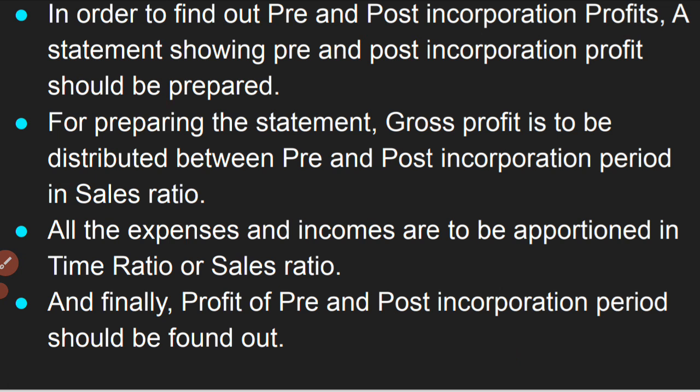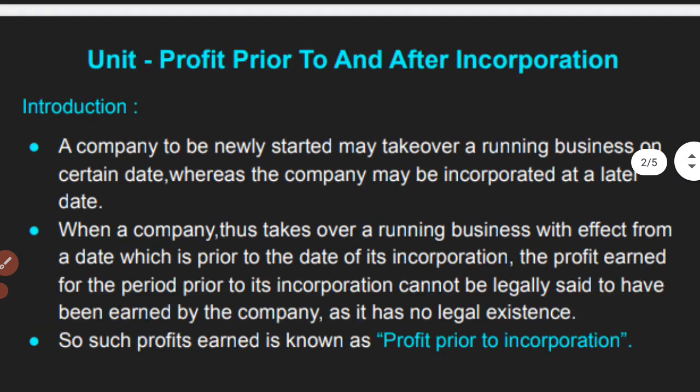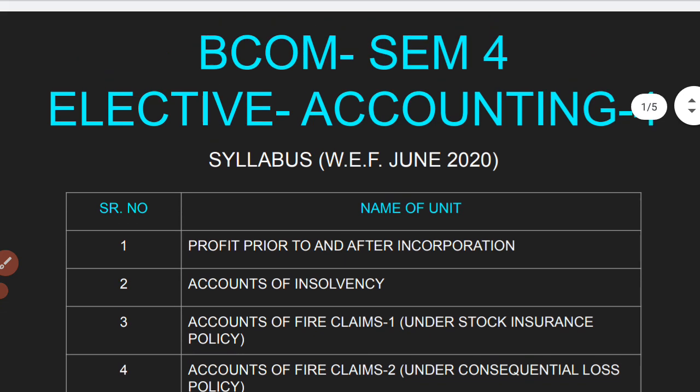So this time you only have to understand 3 things. Why we are studying this chapter: meaning of profit prior to and after incorporation of business, how to calculate time ratio and what is time ratio, and how to calculate sales ratio and what is sales ratio. All the answers you can figure out from this video itself. Alright, so read the slides very well and then consider it accordingly.